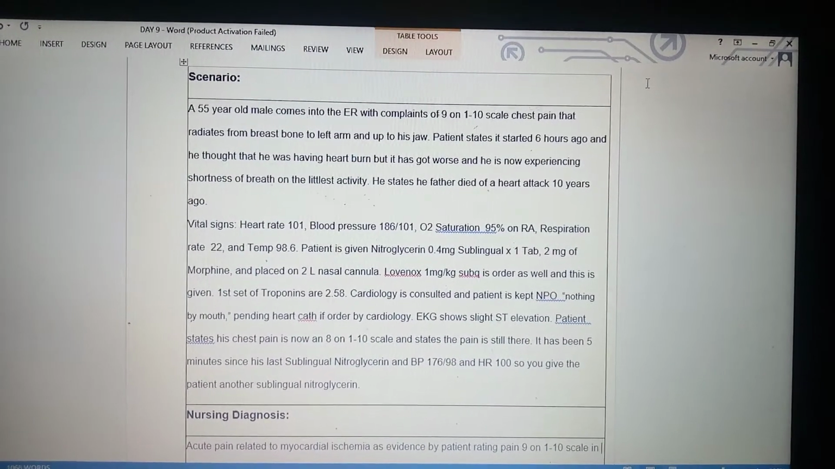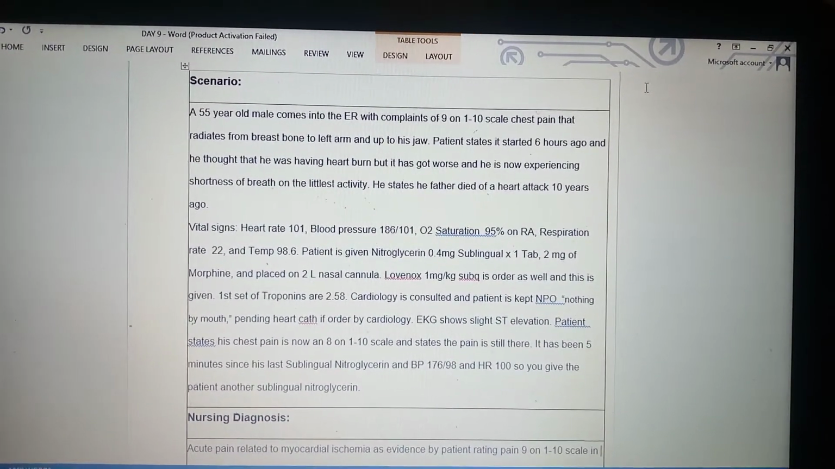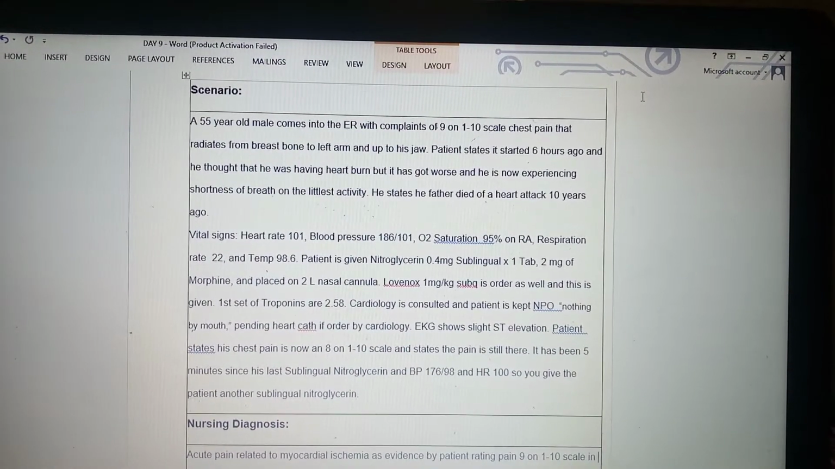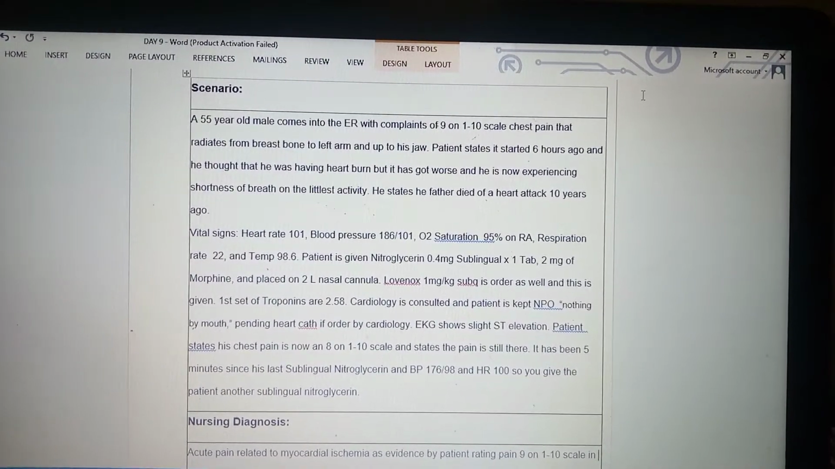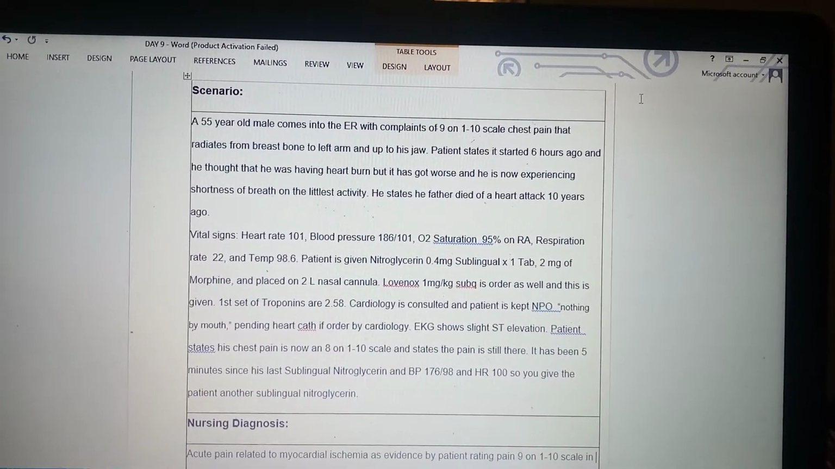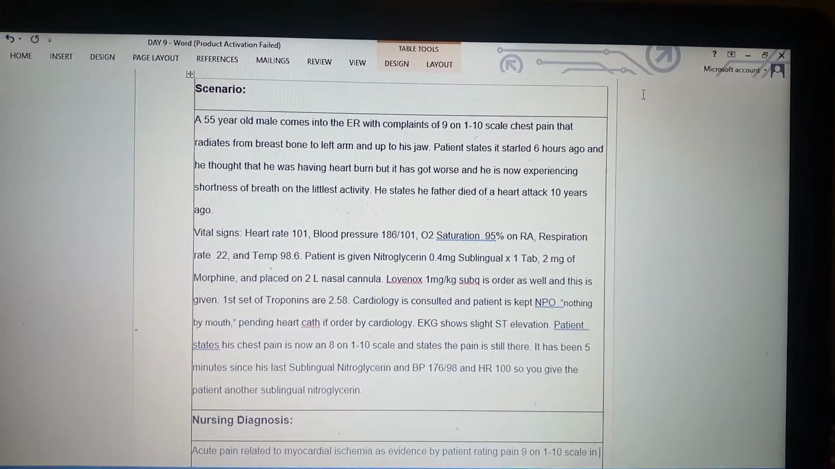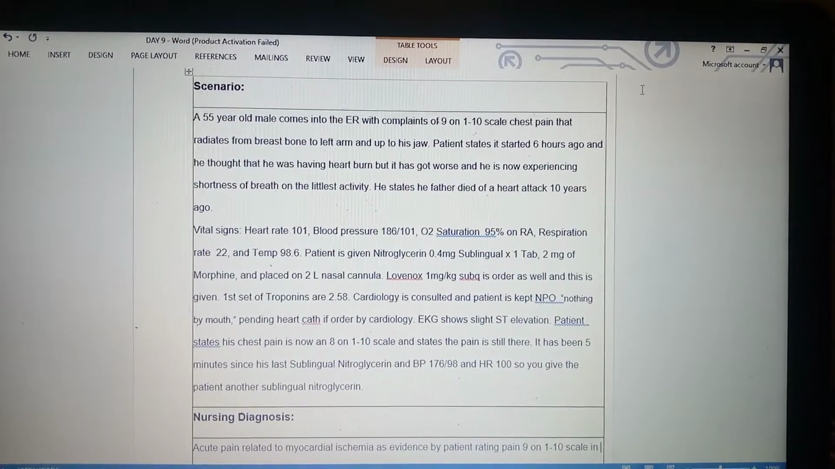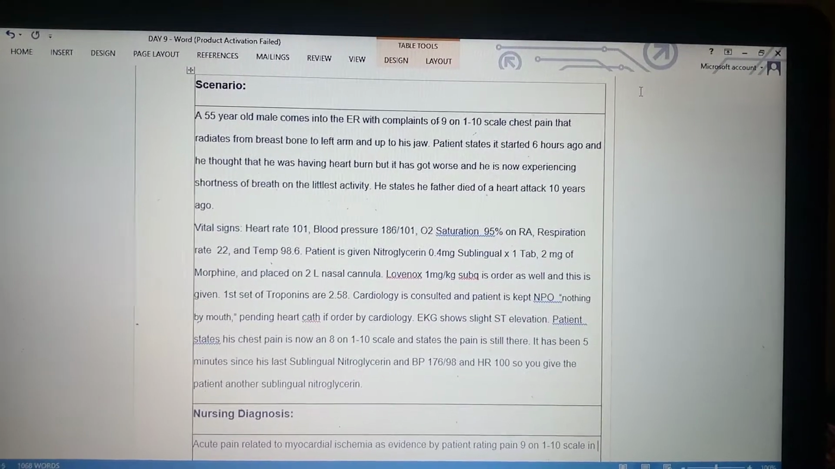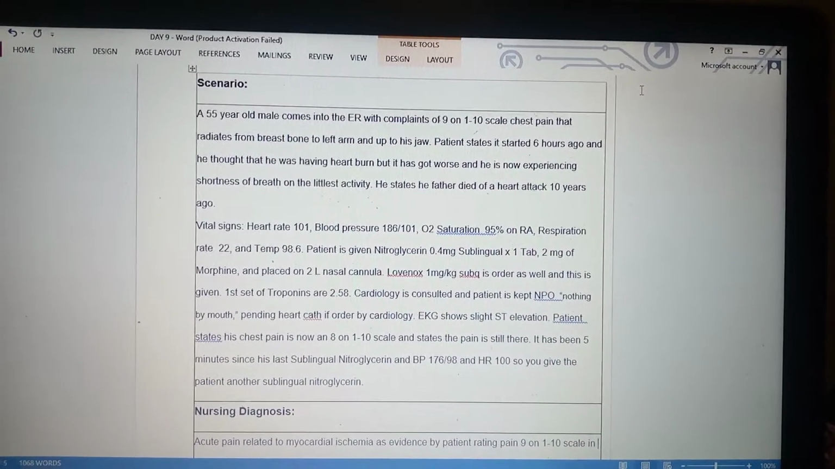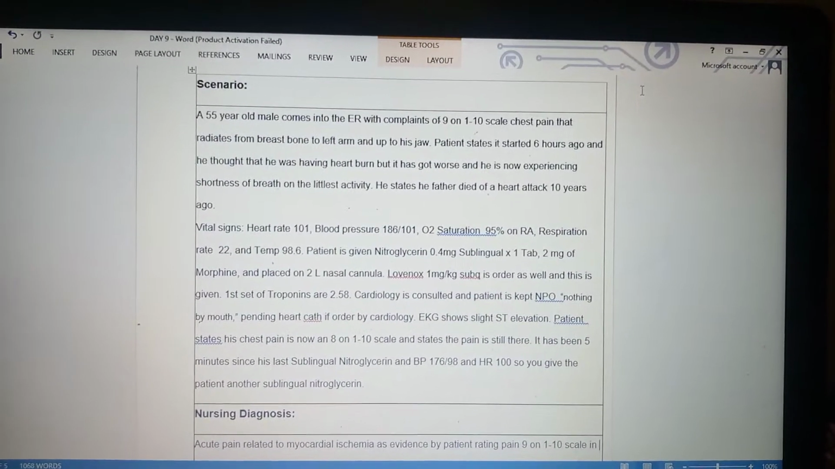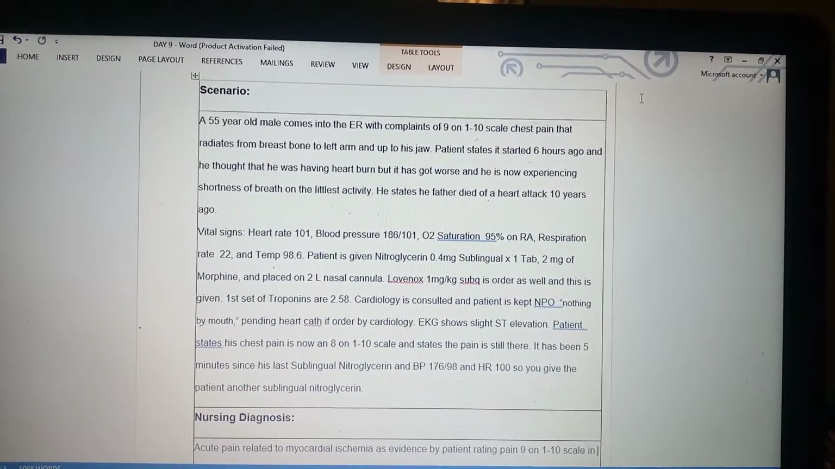The first set of troponins is 2.58. Cardiology is consulted and the patient is kept NPO pending heart cath if ordered by cardiology. The EKG shows slight ST elevation and the patient states his chest pain is now an 8 on a 1 to 10 scale and the pain is still there. It has been 5 minutes since his last sublingual nitroglycerin and his BP is 176/98 and heart rate 100, so you give the patient another sublingual nitroglycerin.